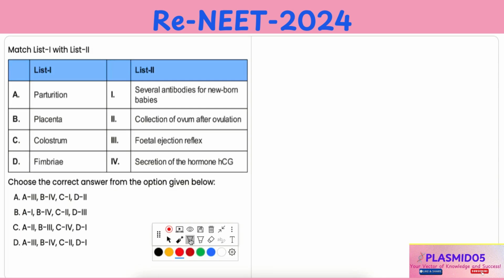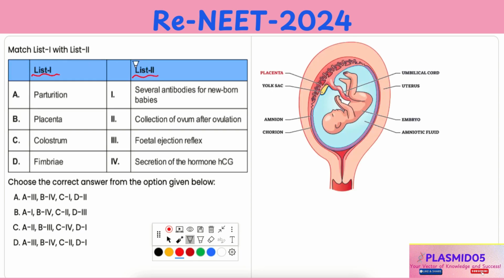In this question, you have to match the components given in list 1 with that of list 2. Now, parturition is the process of childbirth triggered by the fetal ejection reflex, which stimulates uterine contractions and leads to the delivery of the baby. Hence, A matches with 3. Now, the placenta is responsible for secreting human chorionic gonadotropin, that is HCG, which supports the early stages of pregnancy by maintaining the corpus luteum. Hence, B matches with 4.